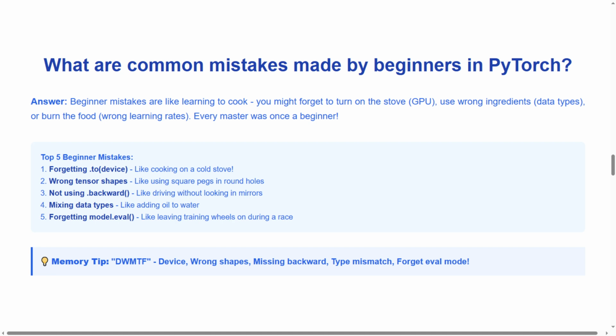Every master was once a beginner. Top 5 mistakes: forgetting to device, like cooking on a cold stove; wrong tensor shapes, like square pegs and round holes; not using it backward, like driving without mirrors; mixing data types, like oil and water; forgetting model eval, like training wheels during a race. Summary: common mistakes involve devices, shapes, gradients, types, modes.